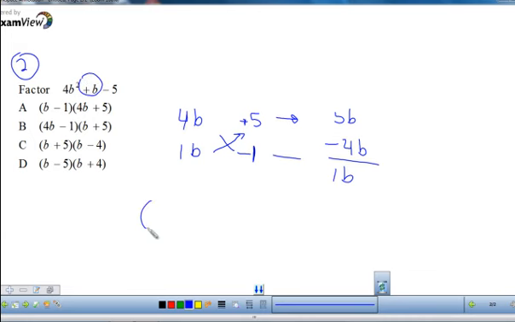So my factored form would be 4b plus 5 and b minus 1. So 4b plus 5, b minus 1. Again, it doesn't matter the order that they're in. It just needs to be b minus 1 and then 4b plus 5.